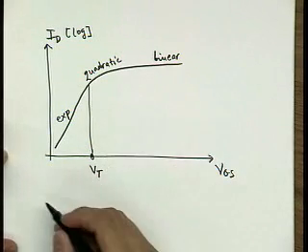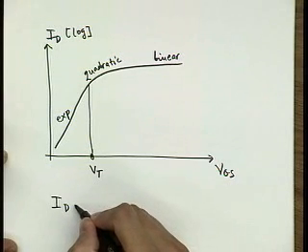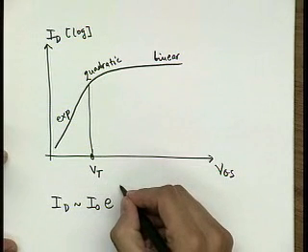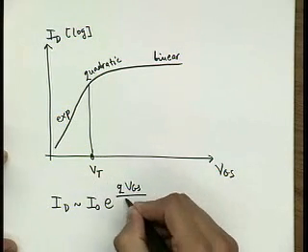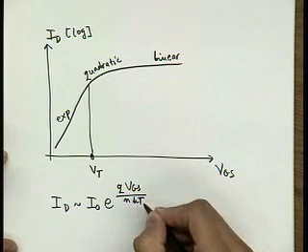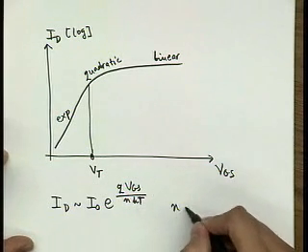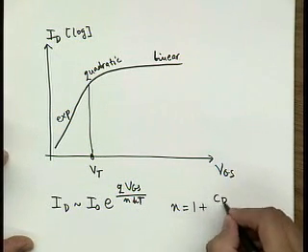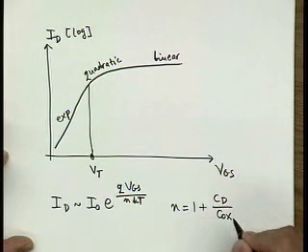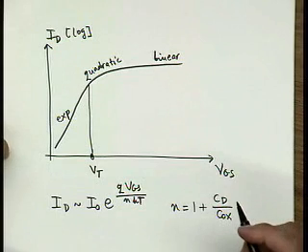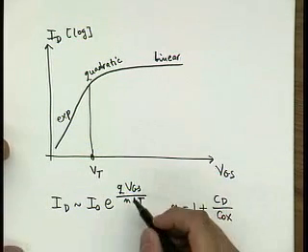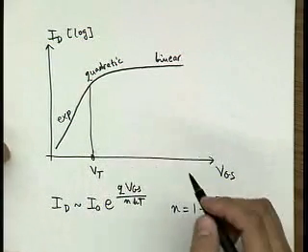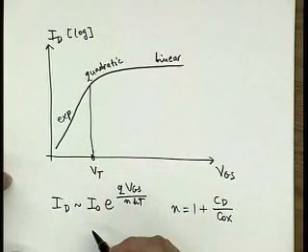The way you model this is you can simply model it as I naught times e to the QVGS over NKT, where n is defined, and we'll see that more in the upcoming lectures. It depends on this capacitance ratio. What this tells you is that if you keep decreasing your threshold, you end up with a more and more pronounced leakage effect.